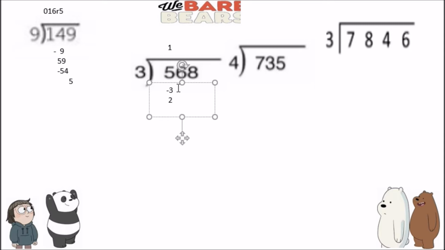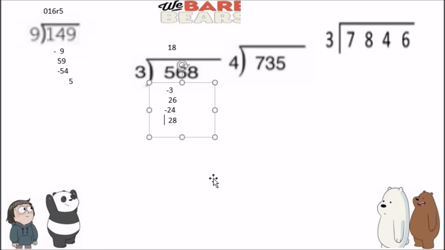Then after that, you need to bring the 6 down over here. So 26, so you put 6 over there. Now it's 26, so we need to do 3 into 26. How many times does 3 go into 26? It's 8, and then underneath it you put 24, and then underneath that, your answer is 2. Then we put the 8 from there over here.